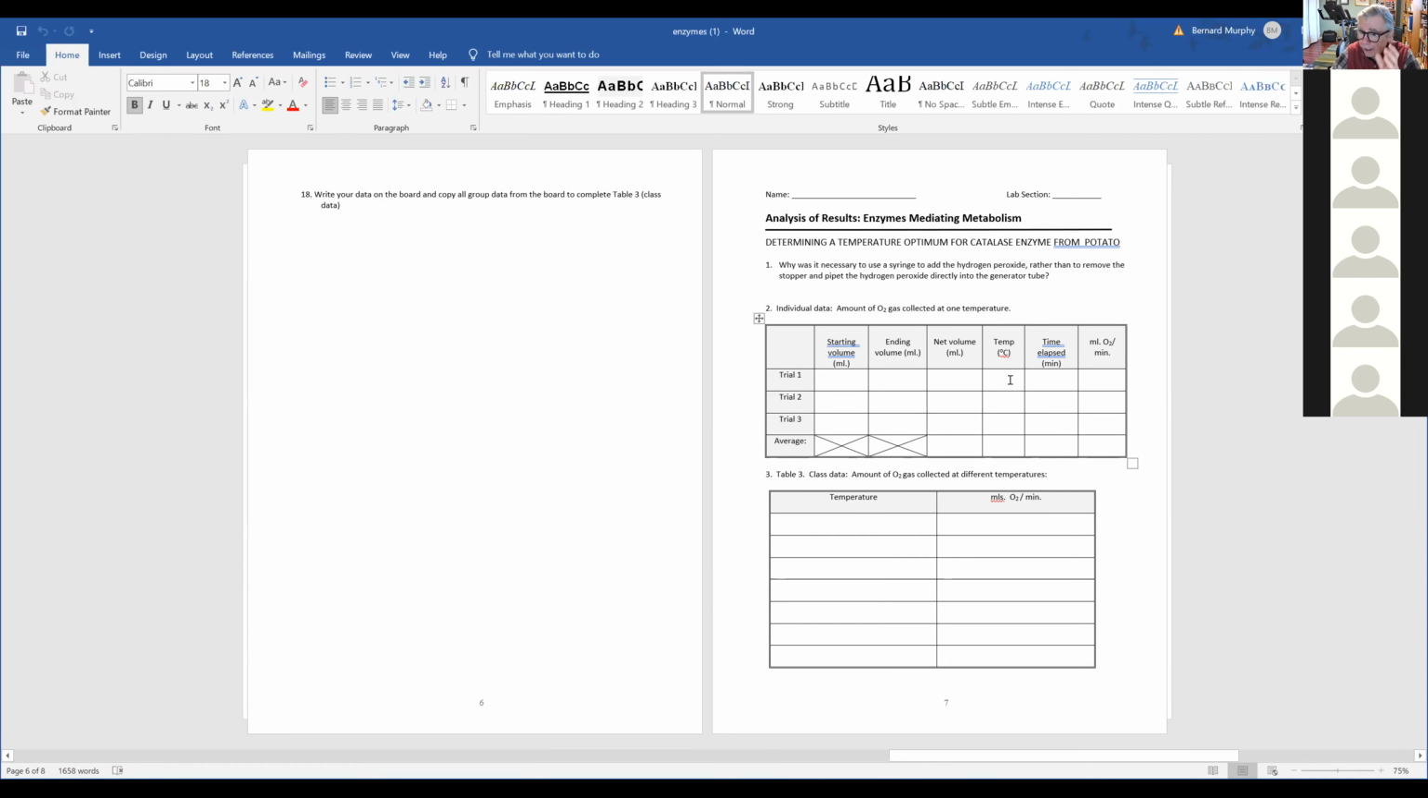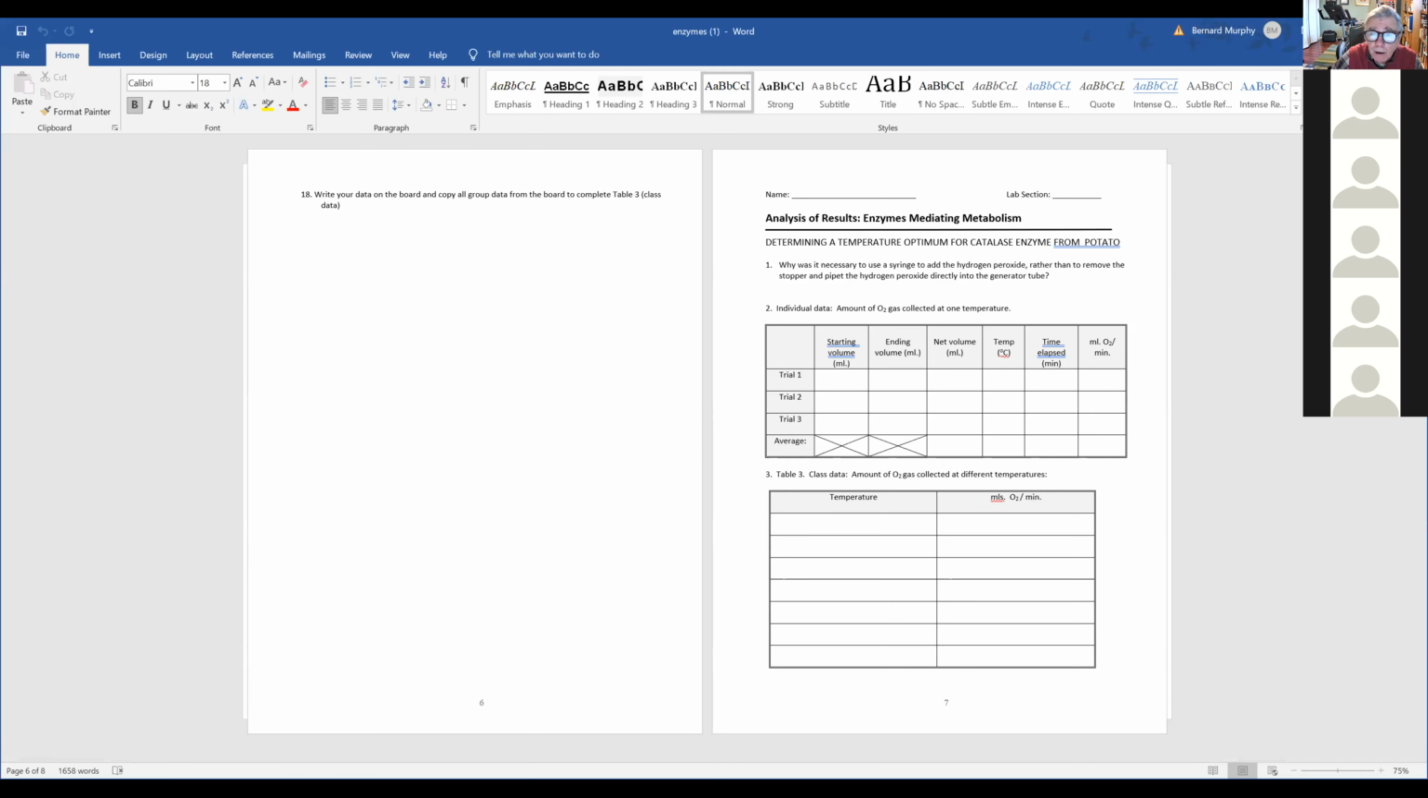Temperature was either 2 to 5, 22 to 24, or 60 to 70. Time elapsed was all the same, 2 minutes. And this was milliliters of oxygen produced per minute, this number divided by 2. And then you add them all up, divide by 3 to get this number. And then we put the 3 averages up on a board, and down here you would write the average for the 2 temperatures your group didn't do. Right?